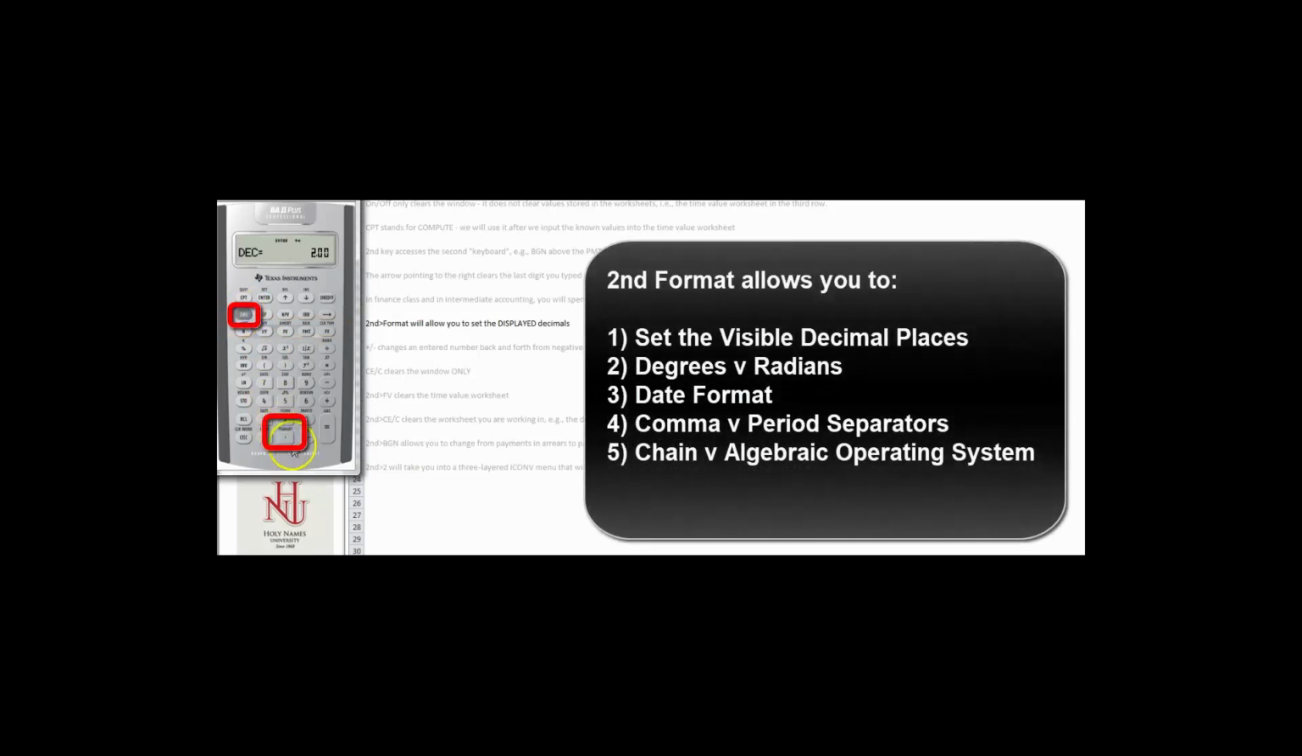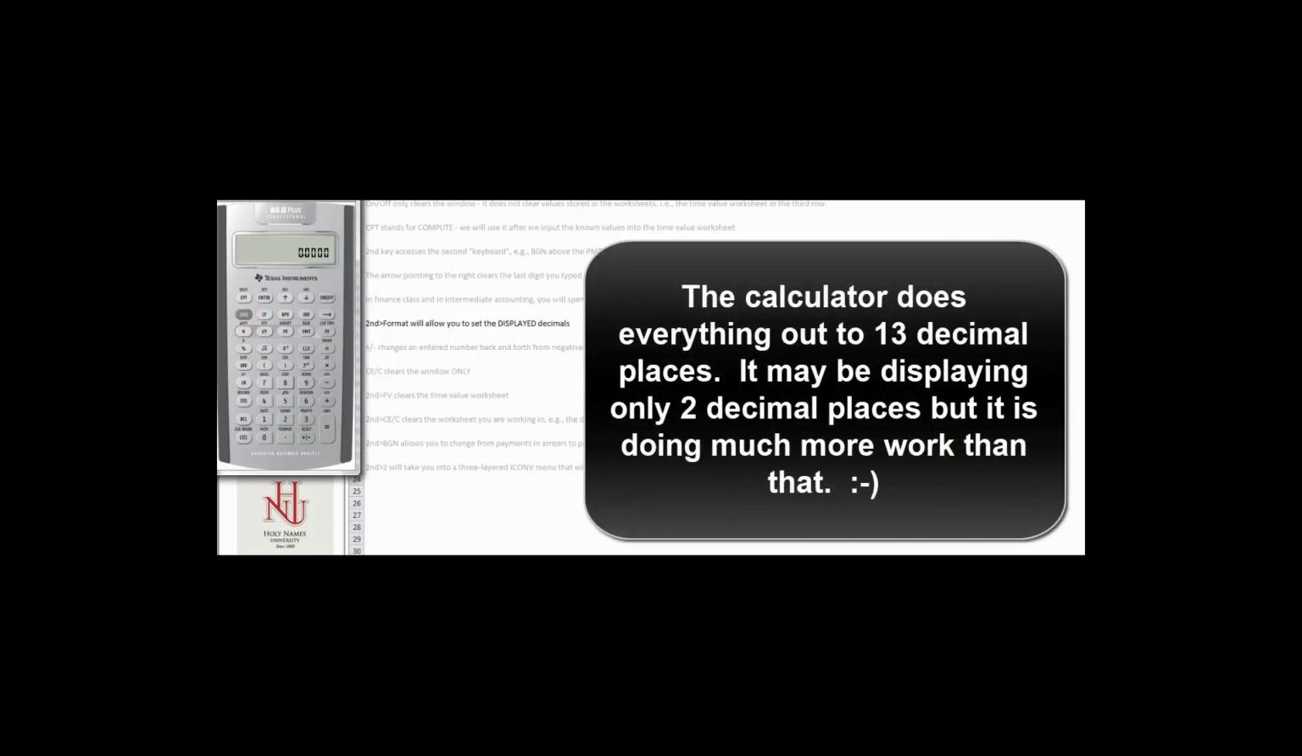Second format will allow you to set the decimal places. The first formatting thing the calculator asks you about is how many decimals you would like displayed. So if you want 4, hit 4, enter, second quit, and now 4 decimal places are displayed. But don't forget that the calculator does everything out to 13 decimal places. So just because you have only 2 displayed, that doesn't mean that that's the right answer. The right answer actually goes out to 13 decimal places.